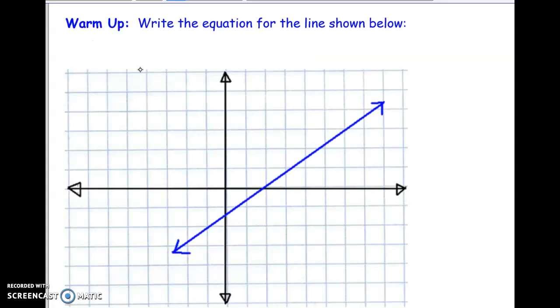So I just thought to kind of review a warm-up. When you have a straight line, there's also equations for that. So see if you can remember, like, what is the equation for a straight line. So pause the video, give this a shot, and then I'll be back with you.